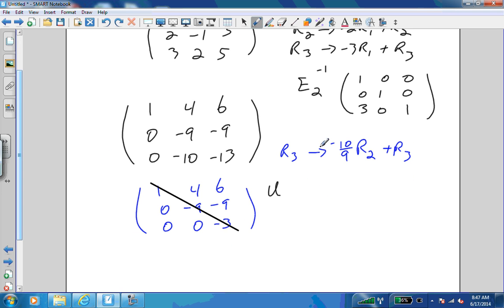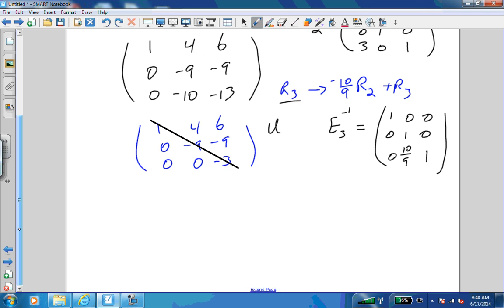And then this was our third elementary operation, so the inverse of that, that's applied on the third row, so the first and the second stay the same. In the third row position, we're affecting the second and the third, so the first is the same. The inverse of this would be a +10 ninths and a 1.